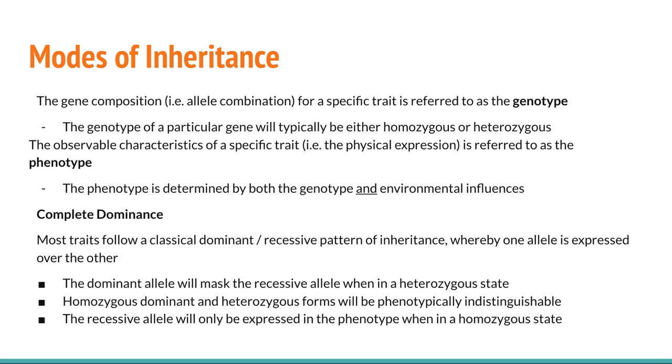Complete dominance. Most traits follow a classical dominant recessive pattern of inheritance, whereby one allele is expressed over the other. The dominant allele will mask the recessive allele when in a heterozygous state. Homozygous dominant and heterozygous forms will be phenotypically indistinguishable. The recessive allele will only be expressed in the phenotype when in a homozygous state.